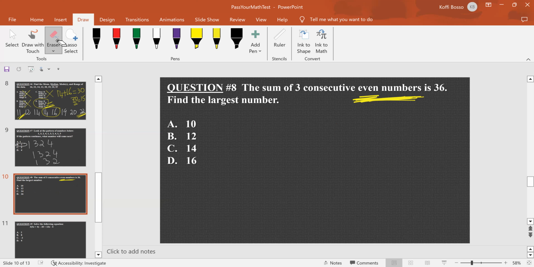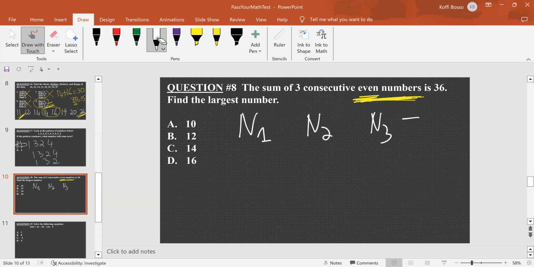Okay, so they say the sum of 3. So let's say that we have the first number, so let's call n the number. So the first number, which is n1, the second number, which is n2, the third number, which is n3. And they say if you add all these numbers, okay, you get what? 36. Now, if our first number is n1, let's write it as x. So the first number we write as x. Can we write the second number based on the first number? Yes, because they say consecutive even number.